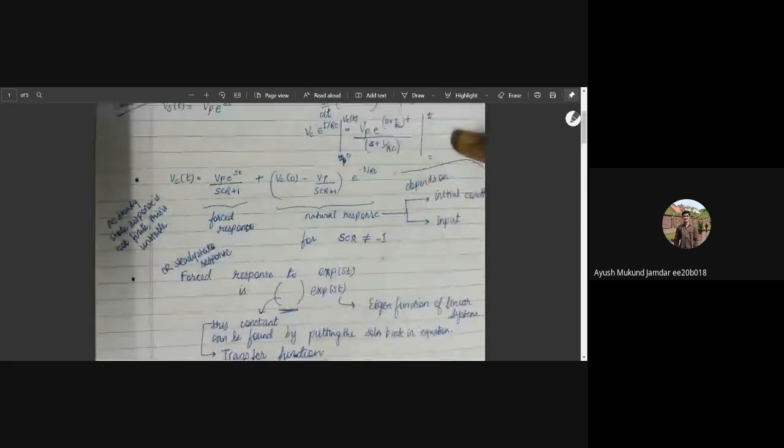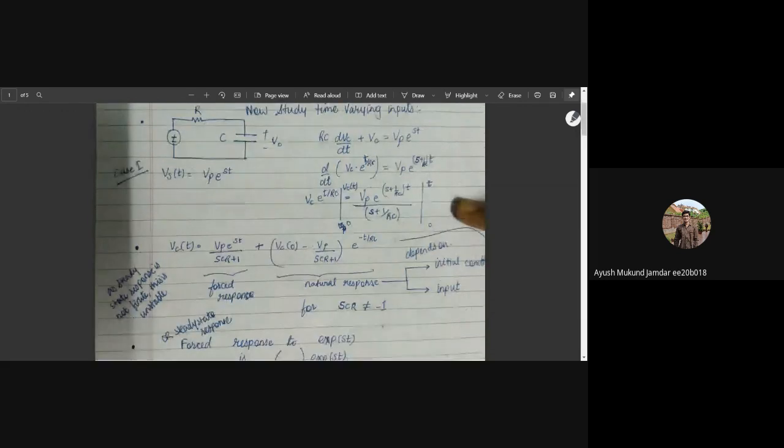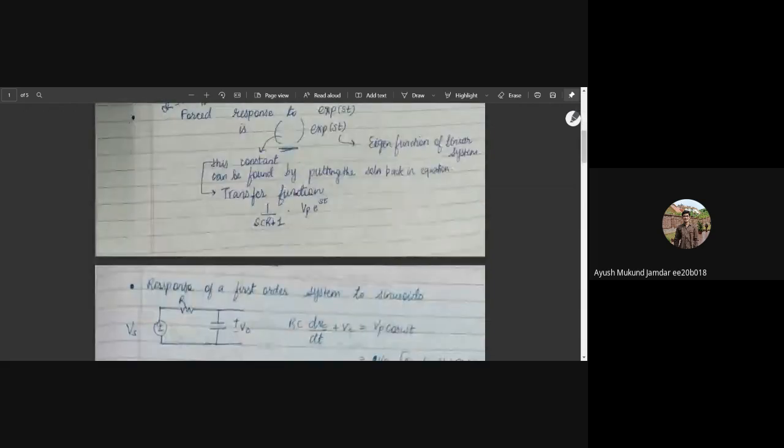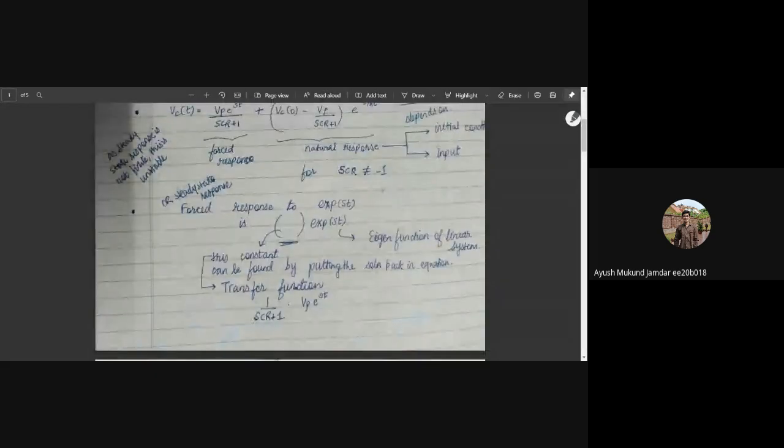But what if s is imaginary? Let's say s is j omega, nothing will change. Everything will be replaced by exponential j omega t, the difference being that wherever exponential j omega t comes, we can always represent it as cos omega t plus j sin omega t. Okay, this was all with the exponential st response.